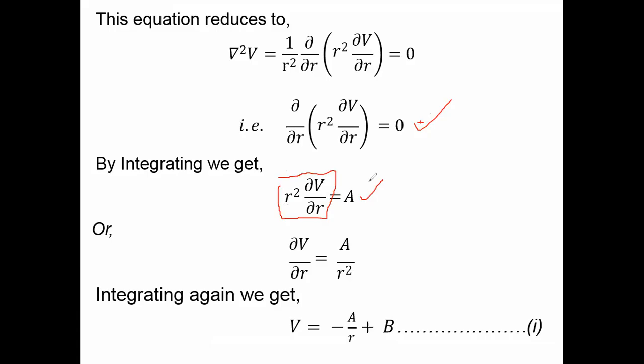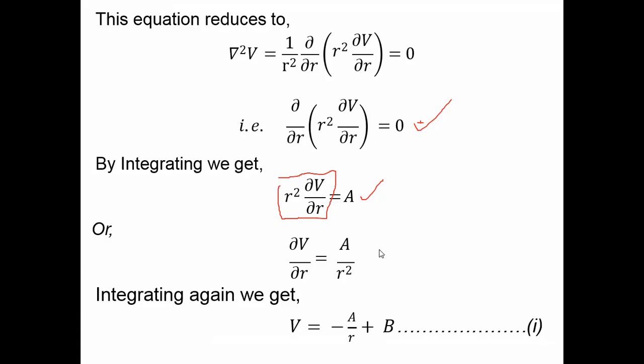Now I can divide by r square on this side and integrate one more time with respect to r. So this del V will become V, and here again, the integration of 1 by r square will be r to the power minus 2. So minus 2 plus 1, so minus of 1 upon r. So V equals a upon r plus another constant b.